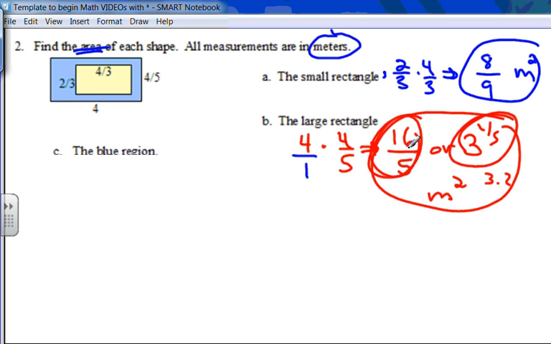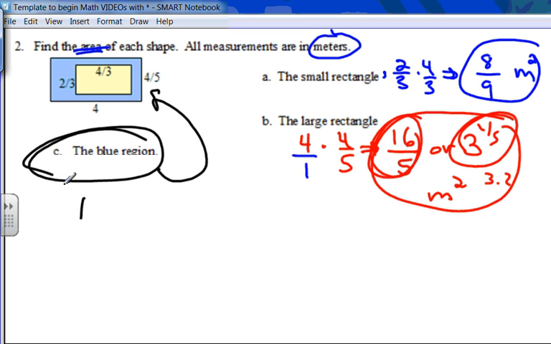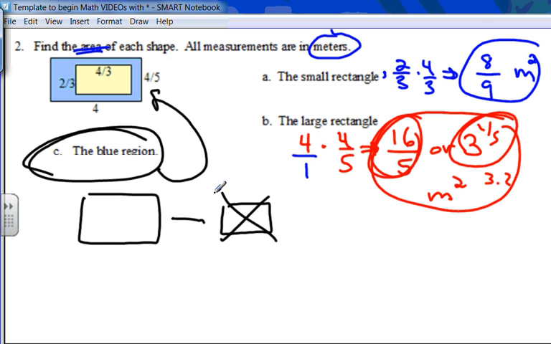Now for part C, these problems are generally a subtraction problem. If you want the blue region, imagine that you had the entire large rectangle, and then you cut off the yellow inside. What will be remaining is the blue region. So the area of the blue region is the entire blue rectangle, which is 16/5, subtract the yellow inside rectangle, which is 8/9.